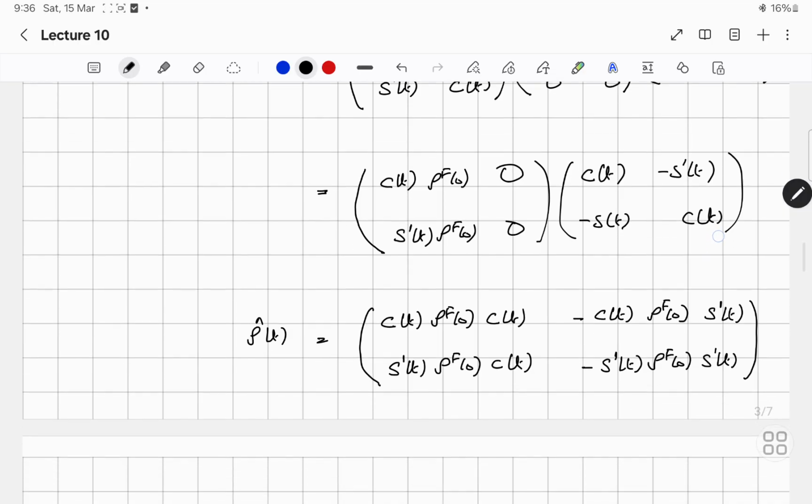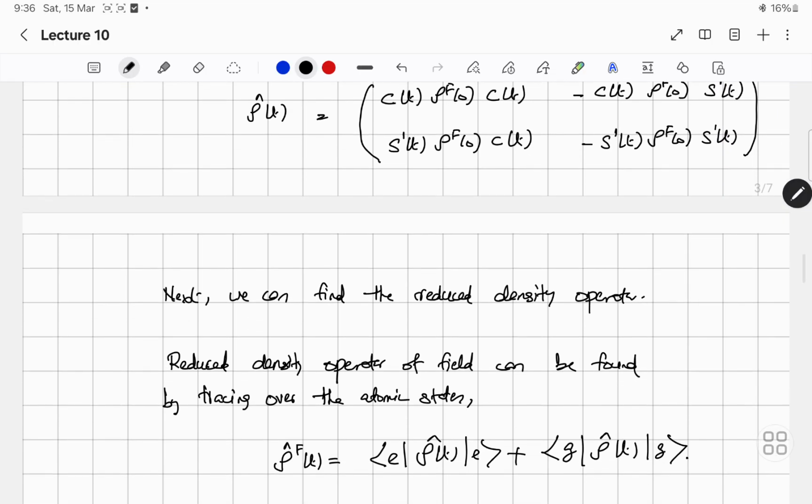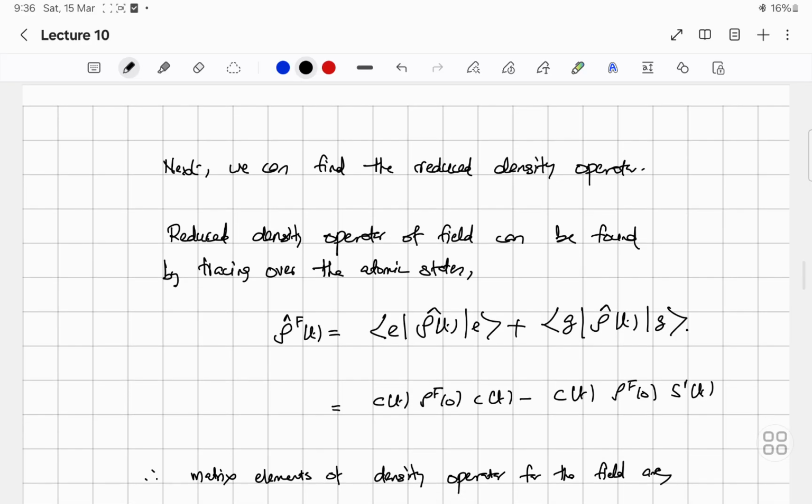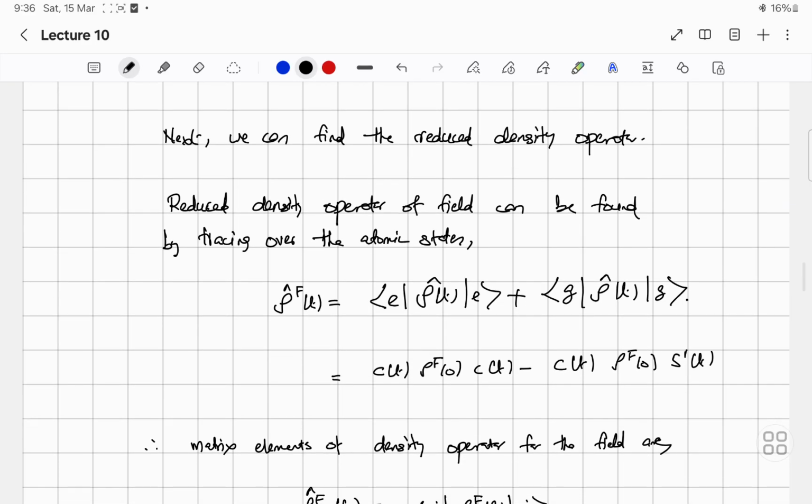So our next aim is to find the reduced density matrix, or reduced density operator. The reduced density operator of the field can be found by tracing over the atomic states, that is rho f of t, the reduced matrix of the field at time t. It is simply tracing out the atomic states. So we have to find the inner product of rho of t in the state E and the state G and just sum it. So that is what is done by tracing over the atomic states.